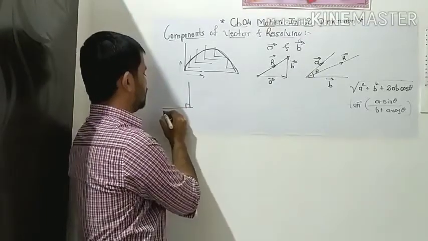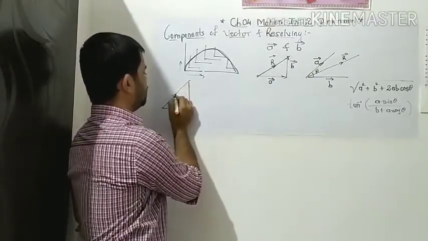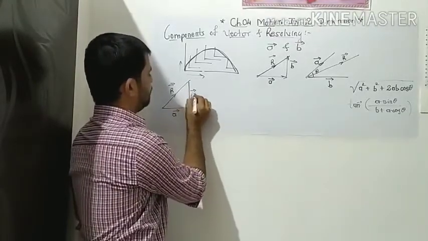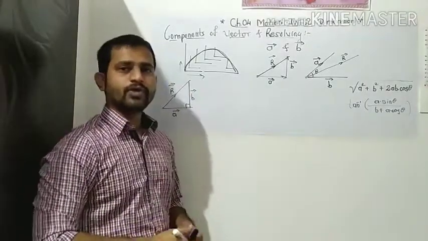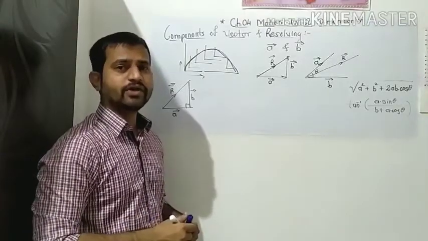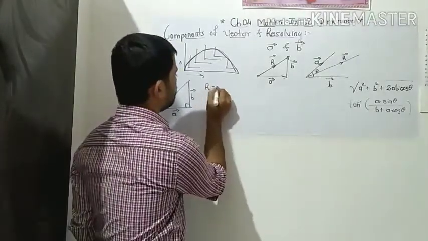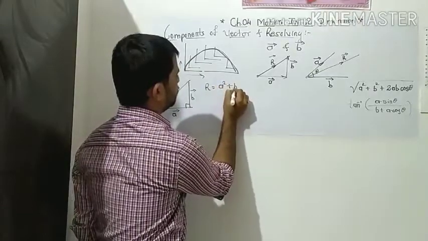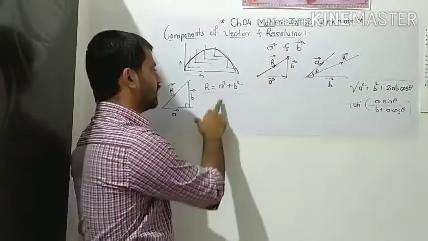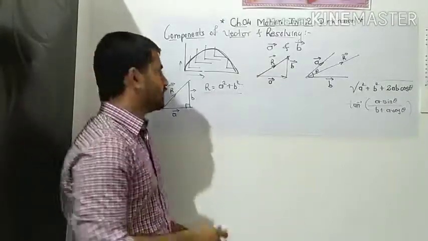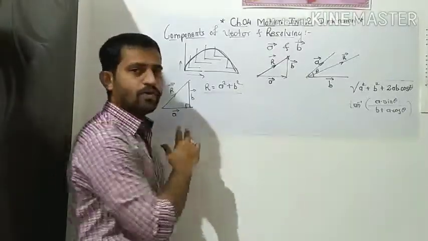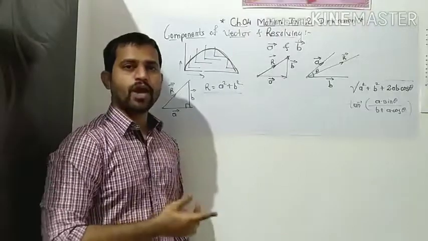Okay, then in this case this is the resultant. This is the vector A, this is the vector B, and if we go to find out the resultant R here, we'll get R is equal to a square plus b square. Resultant R is equal to a square plus b square, where a is the component of this resultant vector along the x direction and b is the component of the resultant along the y direction.